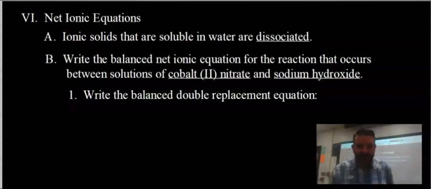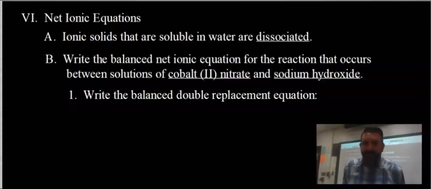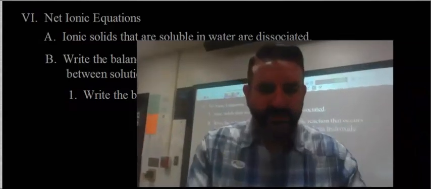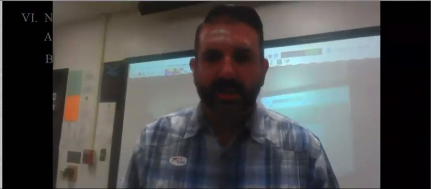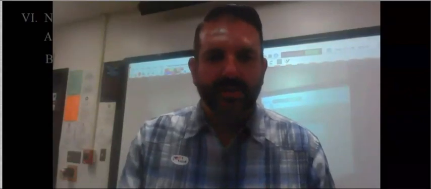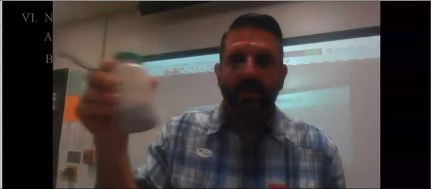Let's take a look at this example. It says, write the balanced net ionic equation, we'll get to that part in a bit, for the reaction that occurs between solutions of cobalt nitrate and sodium hydroxide. I'm actually going to show you this reaction. So the first thing I need to do is make a solution of cobalt(II) nitrate. So let me show you what that looks like. So here's our cobalt(II) nitrate.